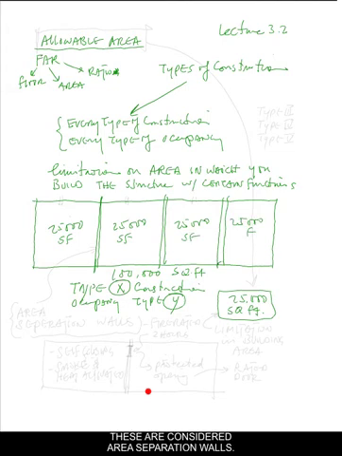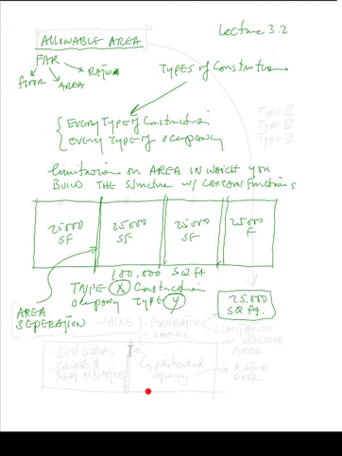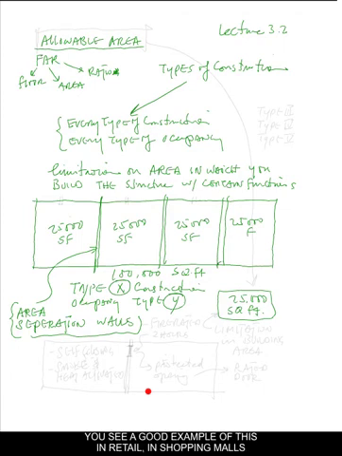These are considered area separation walls. This term, area separation walls, comes across in code calculation quite a bit, and you will hear it all the time. You see a good example of this in retail, in shopping malls, in shopping centers, where you have, let's say, TJ Maxx here, then next to it is Target, then there is another one. That's how they are divided up, and the 100,000 square foot building gets divided up.